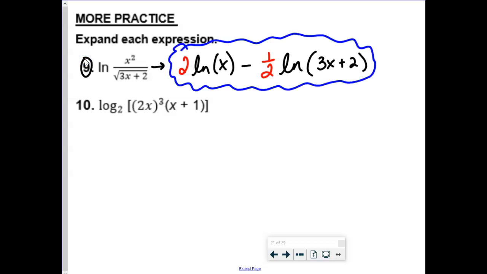All right, so I told them they should have 2 logarithms, both with coefficients. Did you get that? Ooh, very good. Notice I changed the square root to a 1/2 power at some point in my brain, and then I brought that down in front of the logarithm.